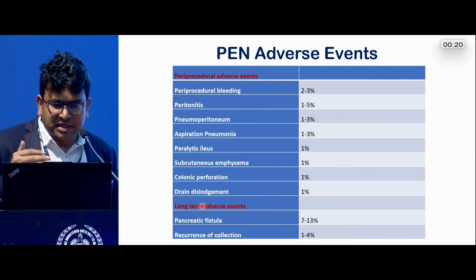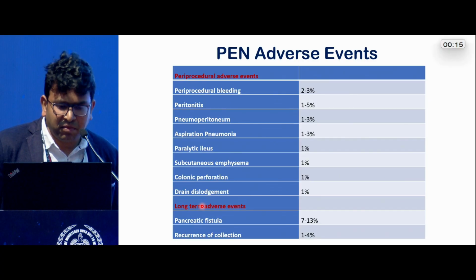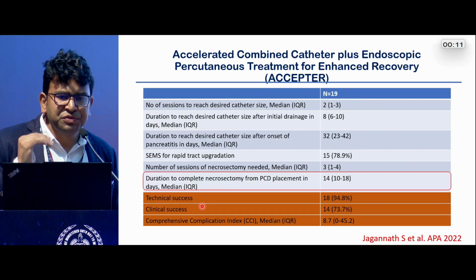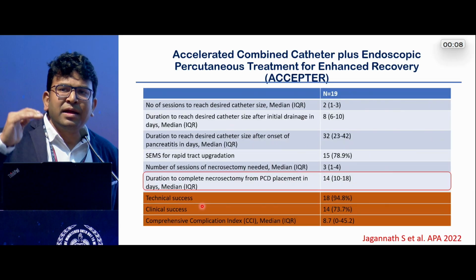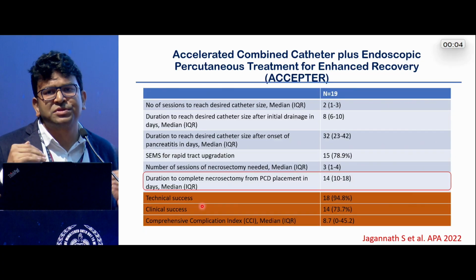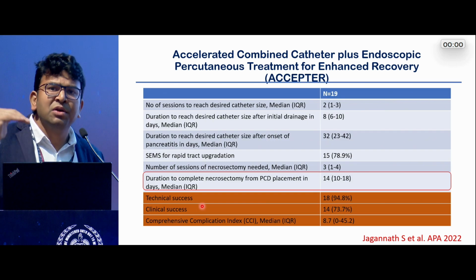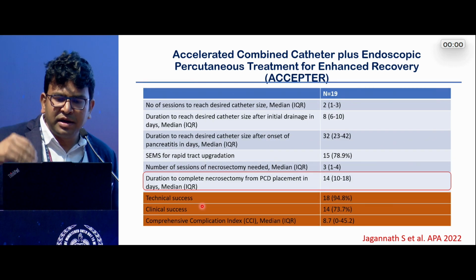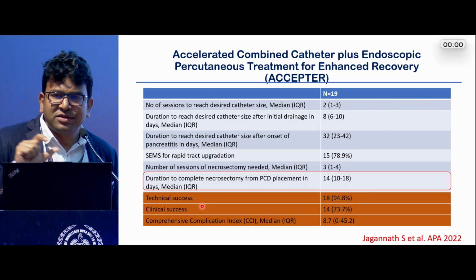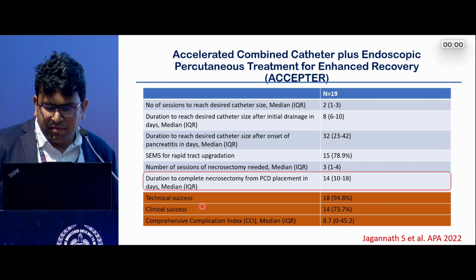Pneumoperitoneum is usually managed conservatively. Another is visceral perforation. These are the other complications. Long-term complications are pancreatic fistula and recurrence of the collections. So this was one of the protocols which you use once you place the catheter. Usually these patients are hospitalized for a longer duration, but we devised a methodology. Suppose in the third or fourth week you place a catheter, you do a rapid tract upsizing using SEMS or another modality, and you proactively take out the debris, and within 14 days you can clear the cavity, and within the next few days after clearing the cavity you can send the patient home.